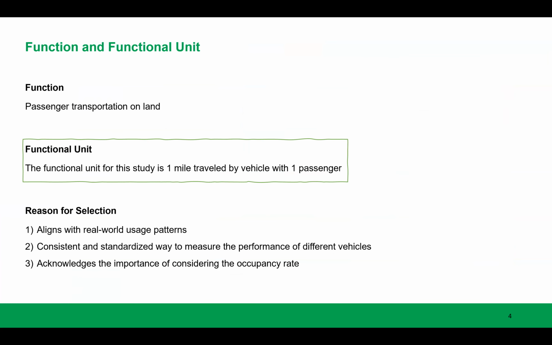Thank you, Sarah. Let's understand the function and functional unit of this LCA. The function of this product is passenger transportation. On that basis, we have defined our functional unit as 1 mile traveled by a vehicle with one occupant. The rationale for choosing this unit: first, it closely aligns with real-world usage patterns. Second, it is a consistent and standardized measure. Third, it also acknowledges the importance of considering occupancy rate. Next, Natita will take on the impact analysis after the LCA.